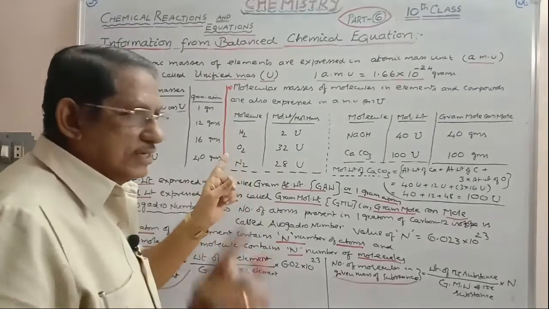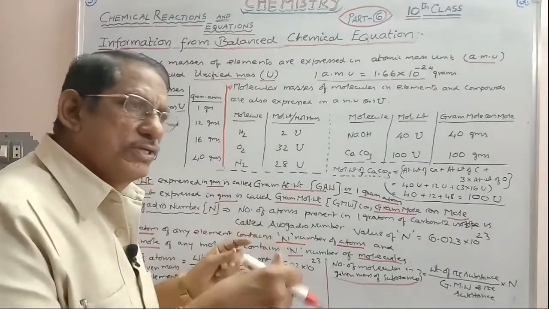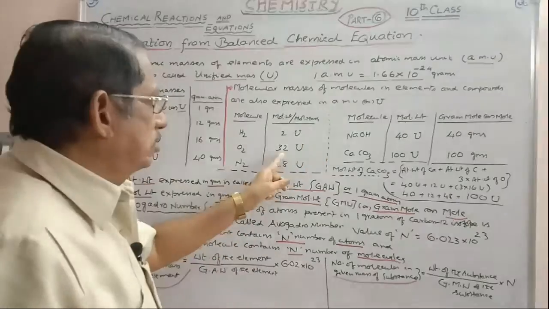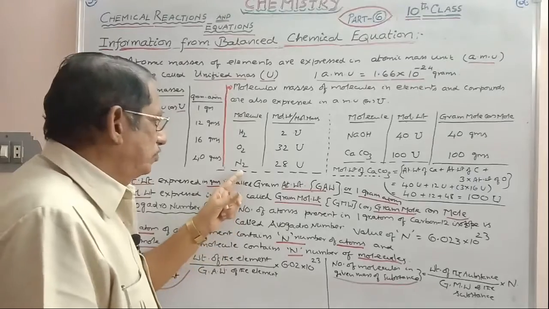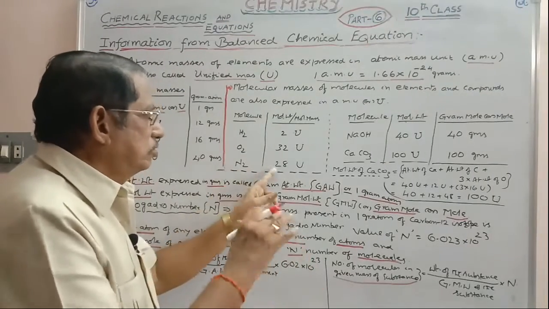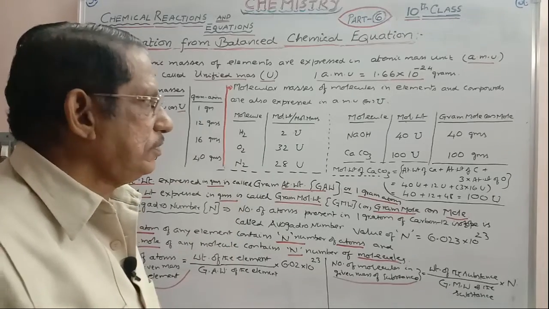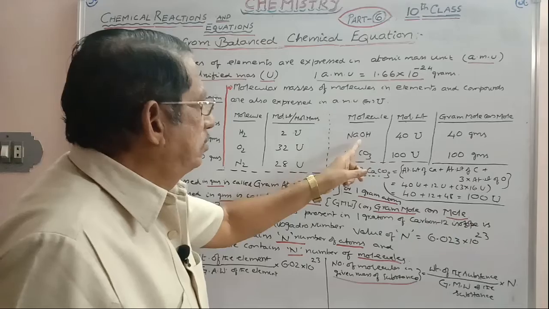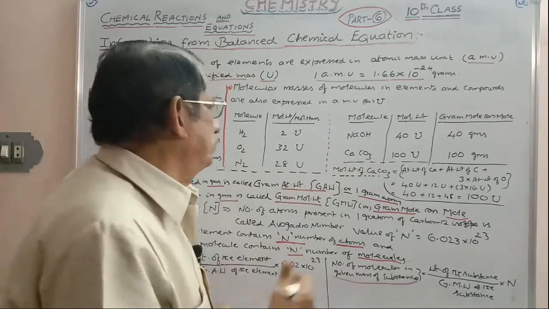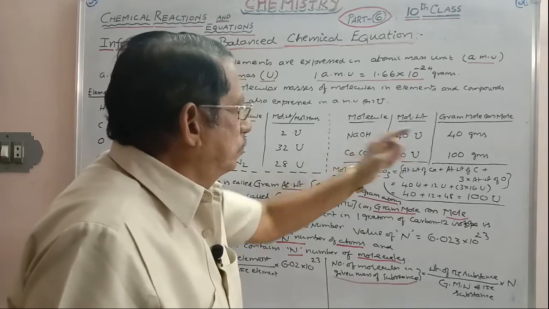Similarly, for oxygen, 1 oxygen atomic weight is equal to 16. Such atoms are 2 here in the molecule. 2 into 16 AMU, that is equal to 32 AMU or U. Similarly, for nitrogen, 14 is the atomic weight. 2 into 14, that is 28. So, 28 U is the nitrogen's molecular mass. Similarly, we are taking here molecular masses of sodium hydroxide, a compound. Its molecular weight is 40 U.